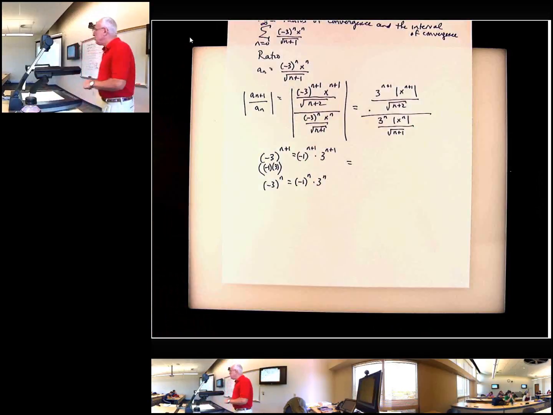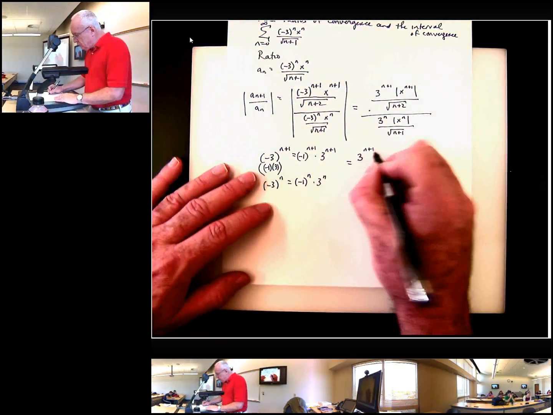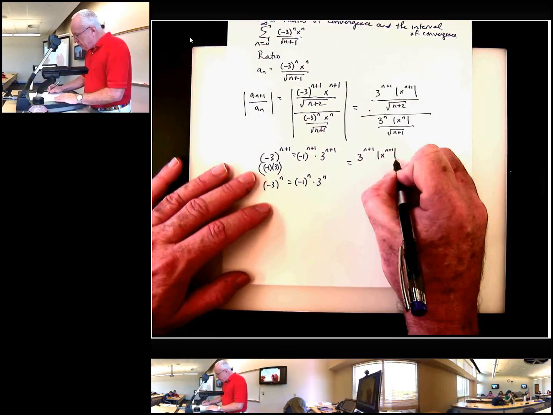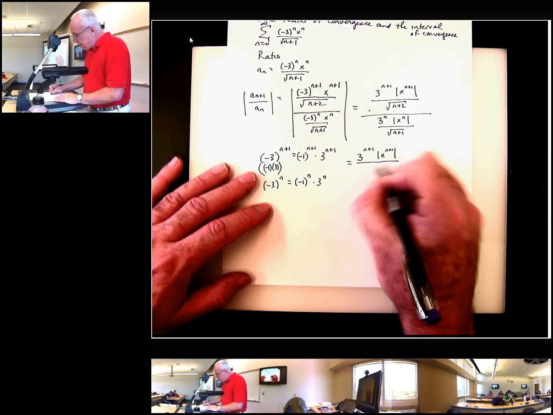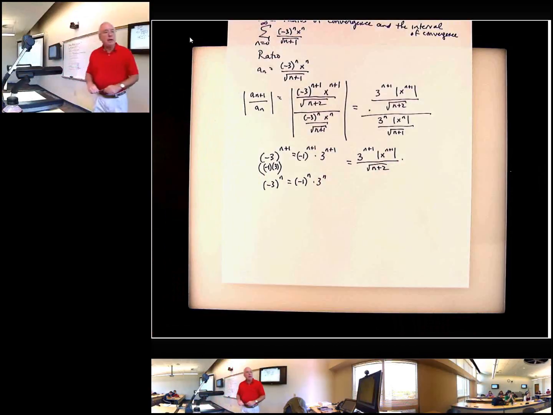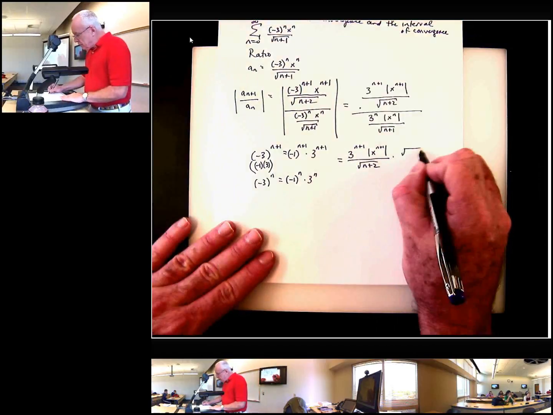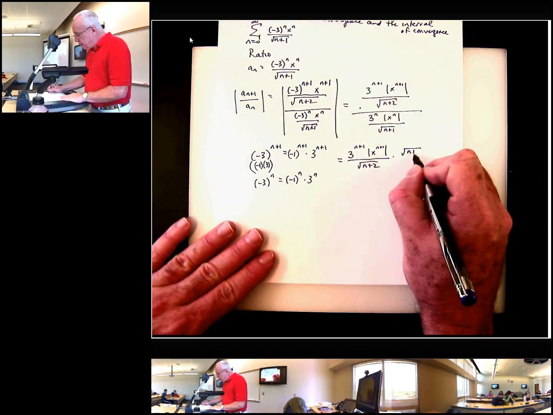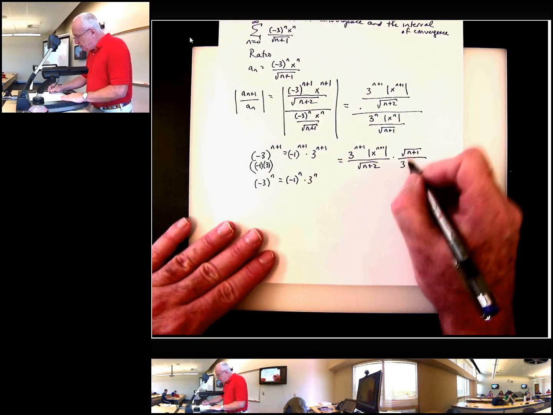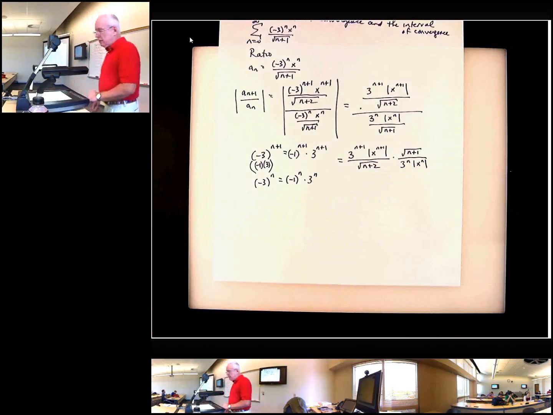it simplifies quickly. So we have 3 to the n plus 1 times the absolute value of x to the n plus 1 over the square root of n plus 2, and then we multiply it by the reciprocal of the bottom. So now we're going to have on top the square root of n plus 1 over 3 to the n power times the absolute value of x to the n, like that.